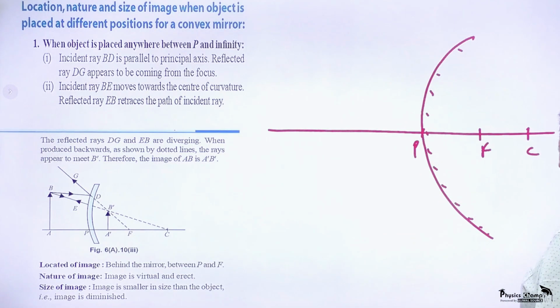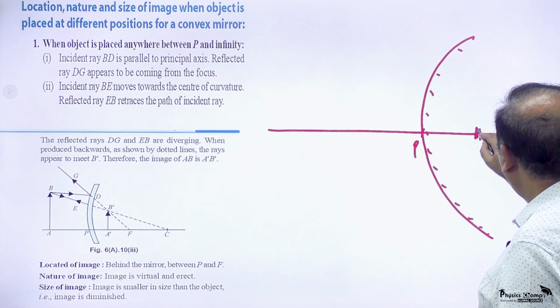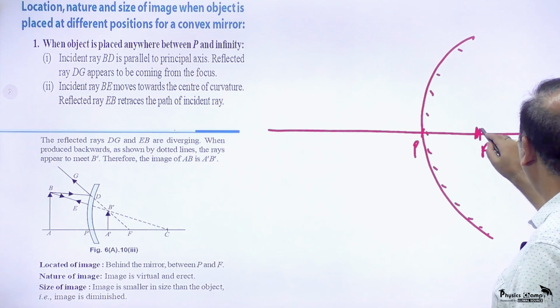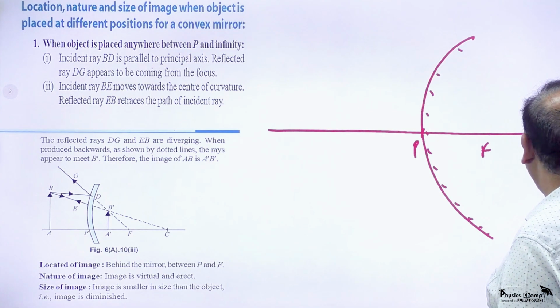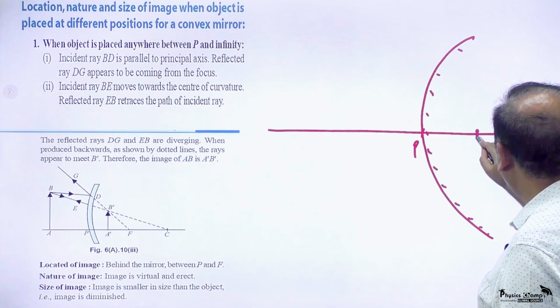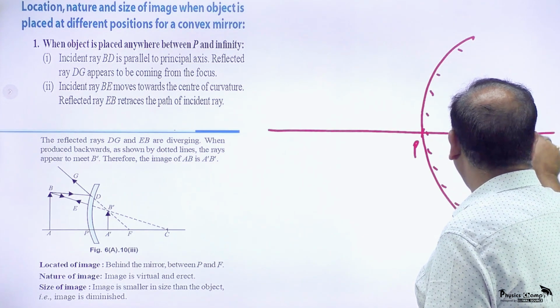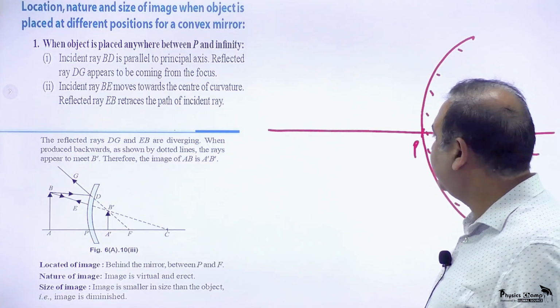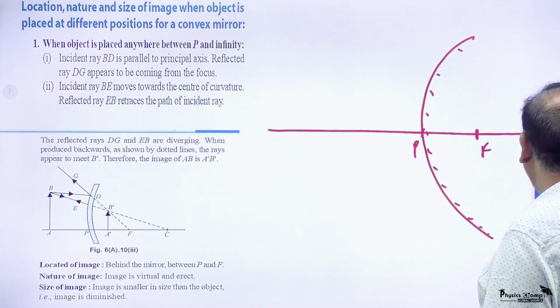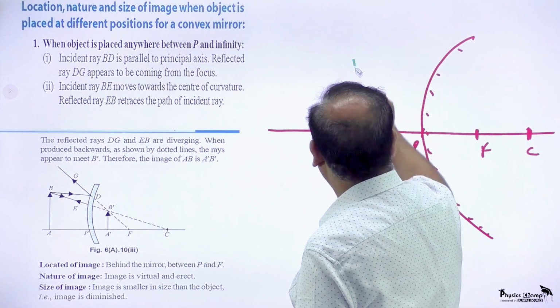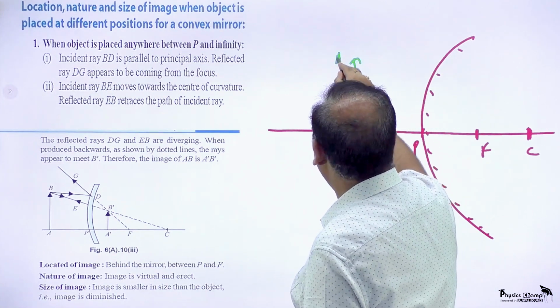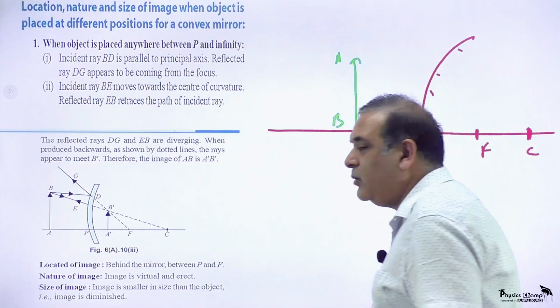So here, just imagine that I think I have made focus a little early, so the gap is not exact. So I make it here, focus. So pole, focus and center of curvature, they should be equidistant. So I keep an object AB in front of it. Let's see how the image will form.